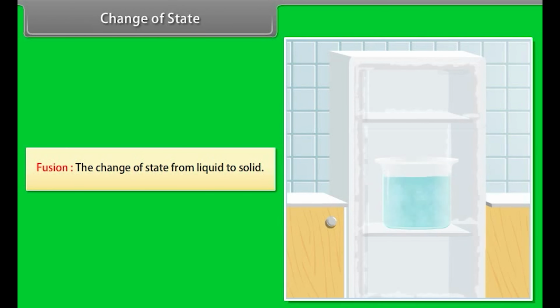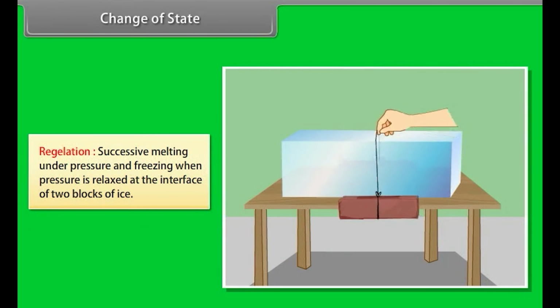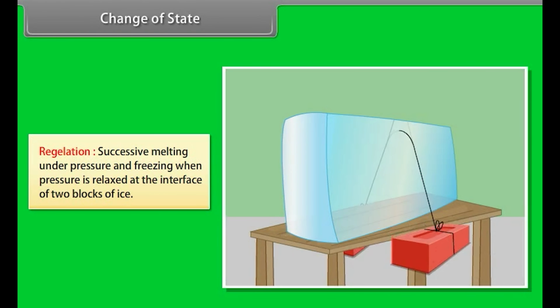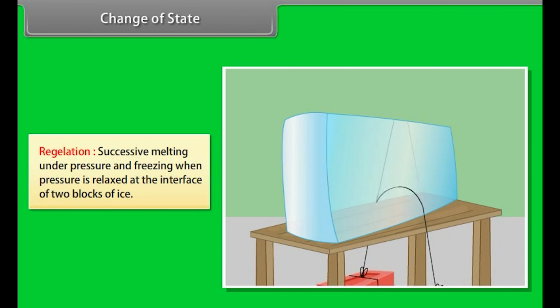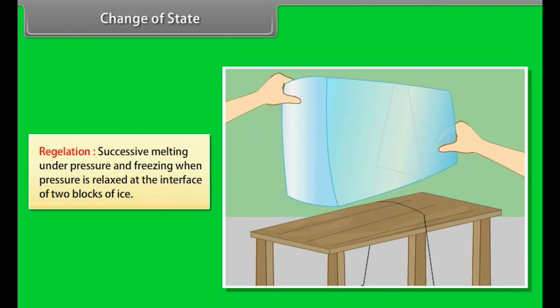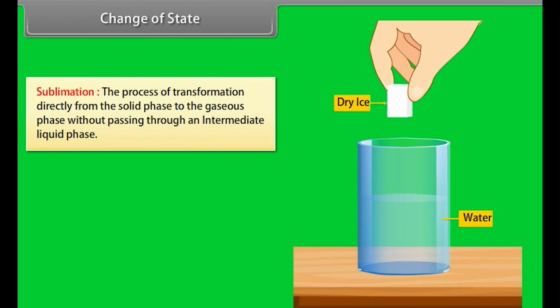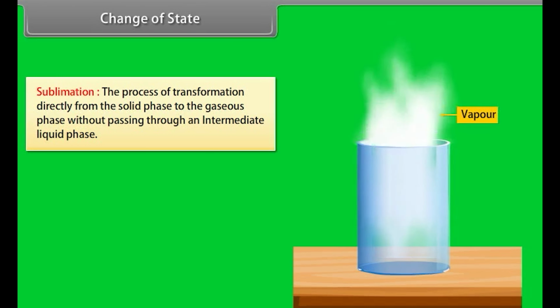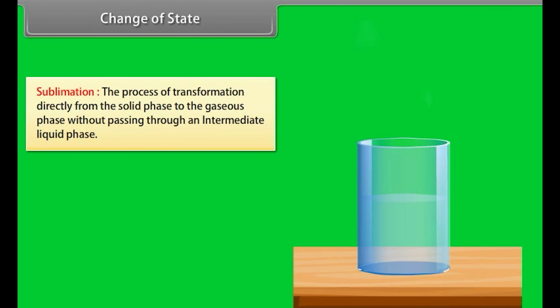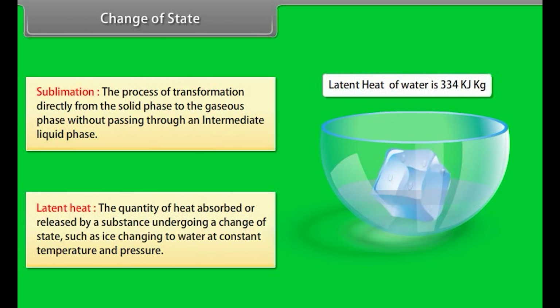Fusion. The change of state from liquid to solid. Regelation. Successive melting under pressure and freezing when pressure is relaxed at the surface at the interface of two blocks of ice. Sublimation. The process of transformation directly from the solid phase to the gaseous phase without passing through an intermediate liquid phase. Latent heat. The quantity of heat absorbed or released by a substance undergoing a change of state, such as ice changing to water at constant temperature and pressure.